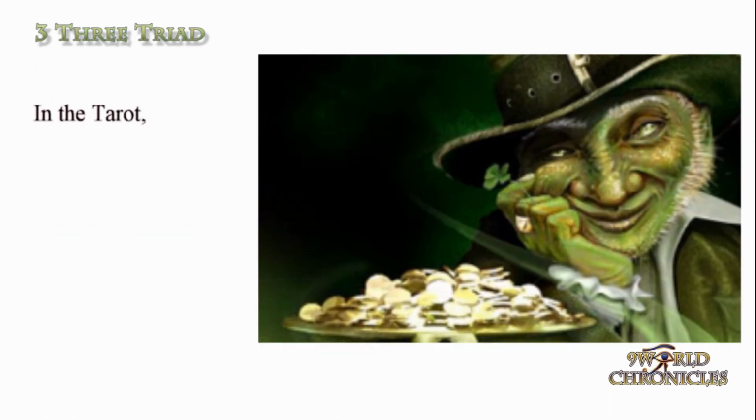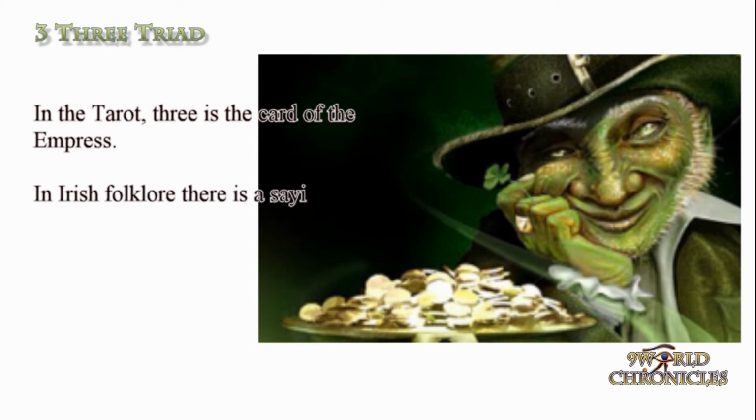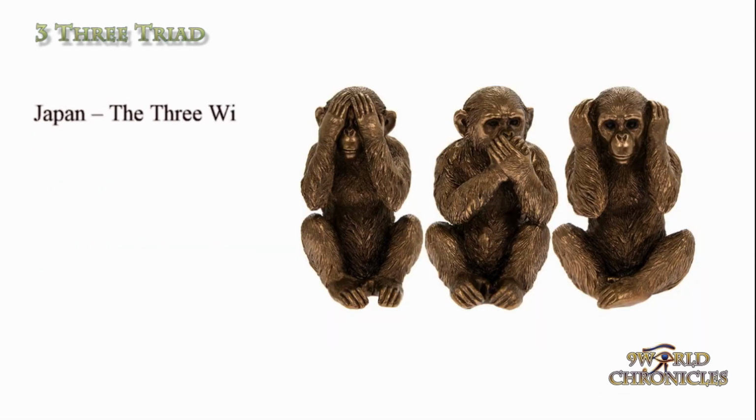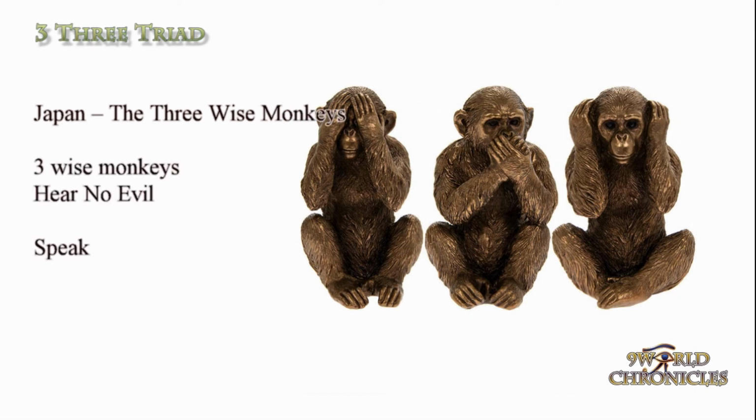In tarot, 3 is the card of the Empress. And in Irish folklore, there is a saying that if you catch a leprechaun and set him free, that leprechaun will grant you 3 wishes. In Japan, there were the 3 wise monkeys who taught us to hear no evil, speak no evil, and see no evil.